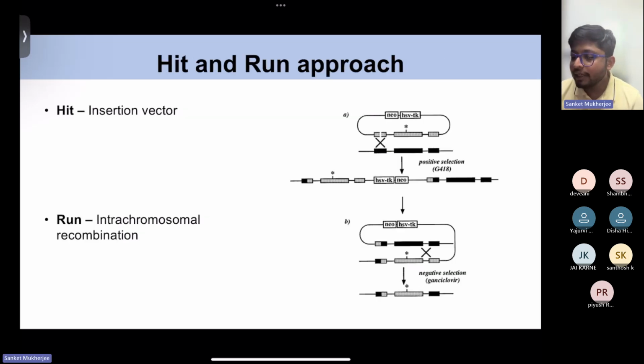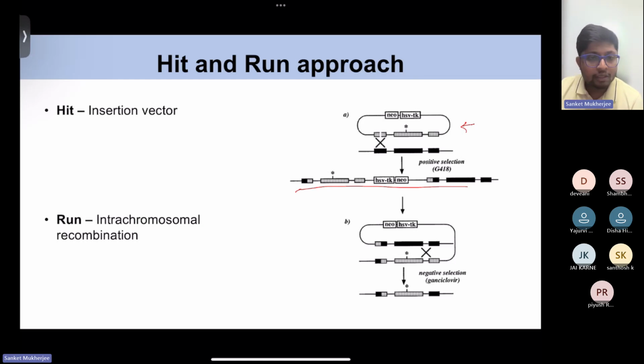So in a hit and run approach, there is an insertion vector, which is used for homologous recombination. If you see here, there's an insertion vector, which is used for creating homologous recombination, out of which the gene of interest is now inserted, right? The gene of interest is inserted into the genomic locus.